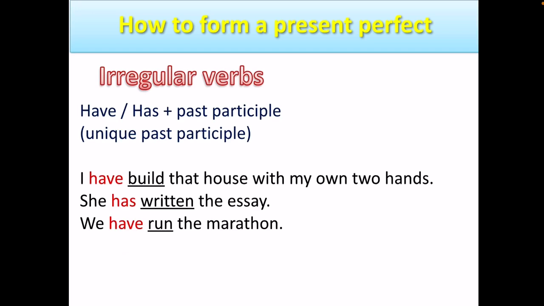She has written the essay. Written is the past participle form of the verb write. And we have run the marathon. Run is the past participle form of the verb run. And of course, there are a lot of verbs that are irregular. For example, go becomes gone. We have swim becomes swum, and a lot of other verbs.